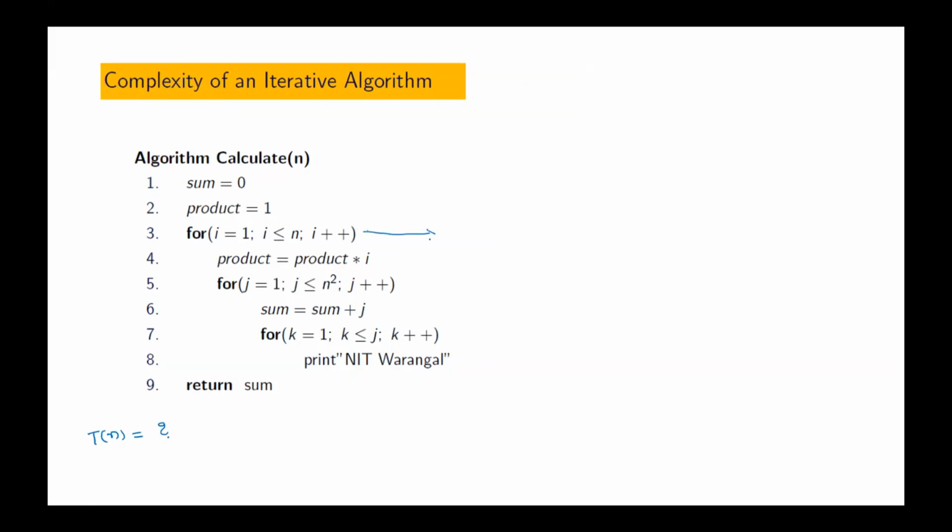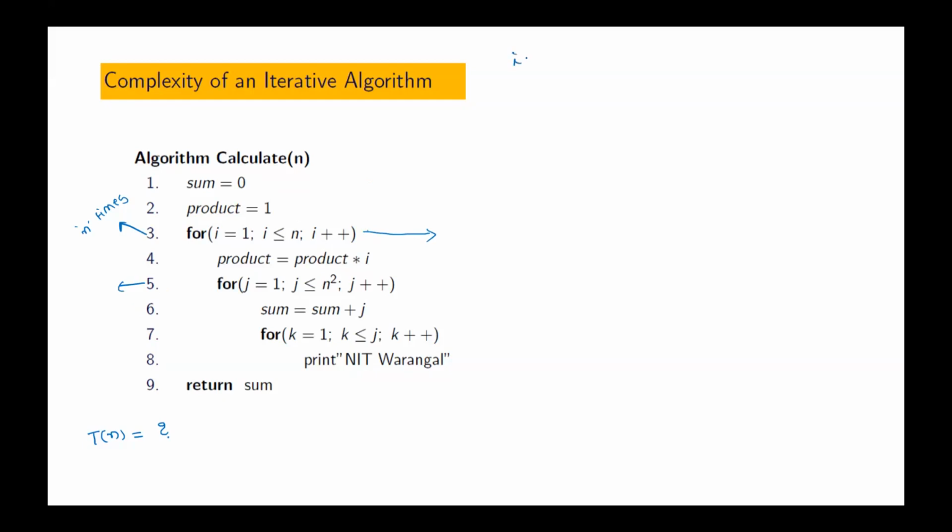Outermost for loop, how many times is it repeated? N times, it is clear. So this is repeated n times. Now, how many times is it repeated for each value of i?